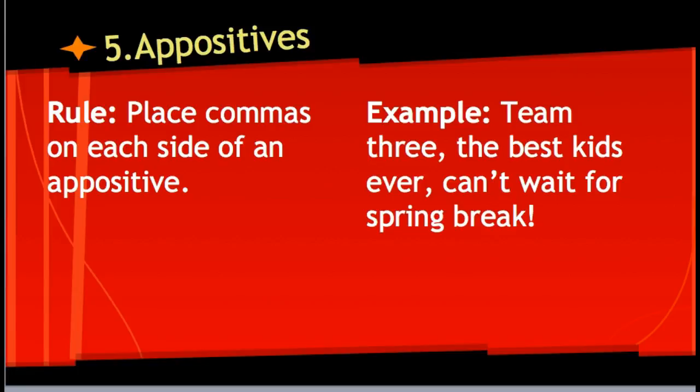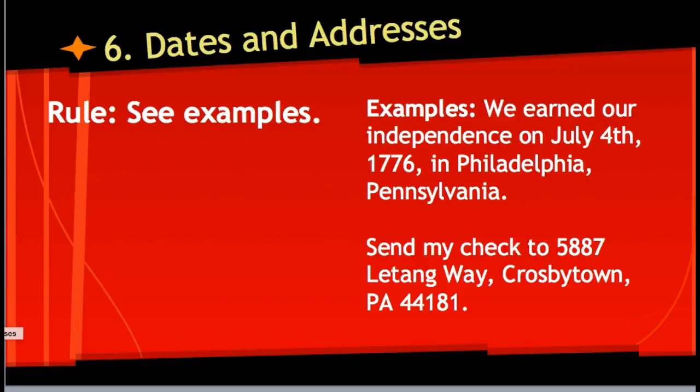Okay, our next rule is number 6, dates and addresses. The only important part to point out to you here that you may not know is that if your sentence continues, you do use this comma after the year, and if the sentence were to continue beyond Pennsylvania, you would put a comma here as well and then keep going. And you can see when you're doing a snail mail kind of address, the format that is given here.